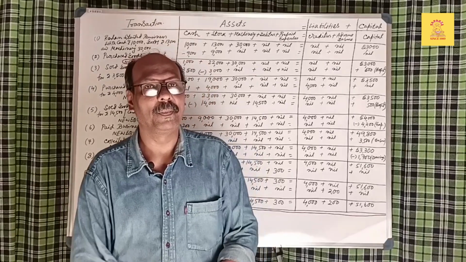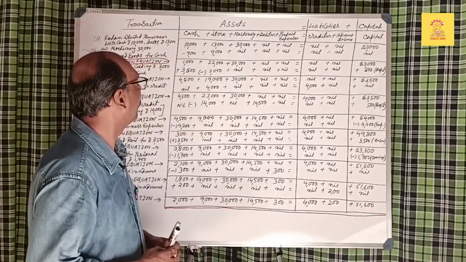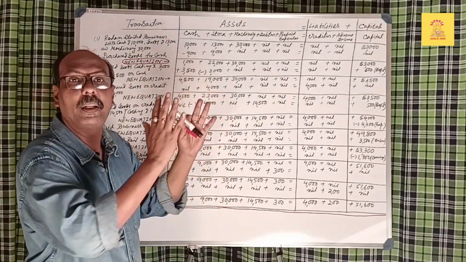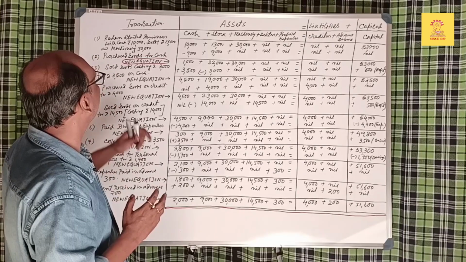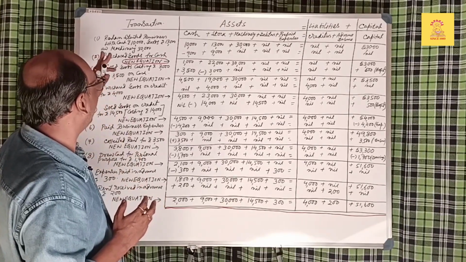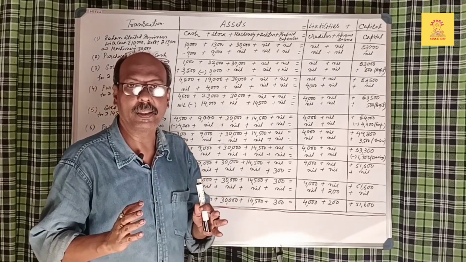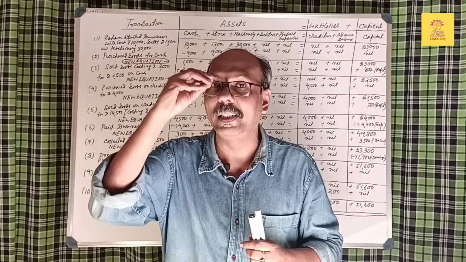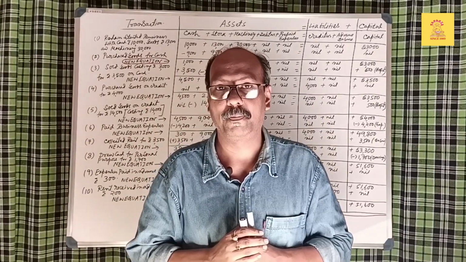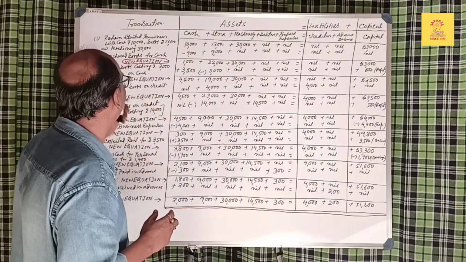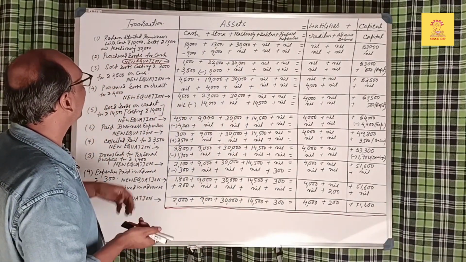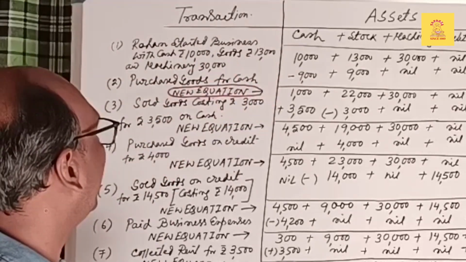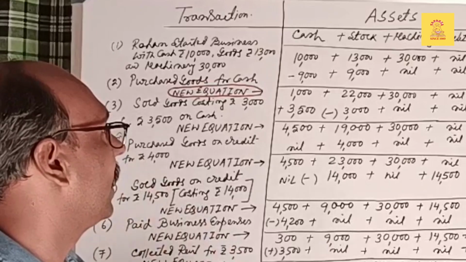In this given problem, I have shown a few transactions and how to frame them under the accounting equation. So, the first transaction. Here the main part is to identify the accounts involved in each and every transaction. Like the first transaction: Rohan started business with cash rupees 10,000, goods rupees 13,000 and machinery rupees 30,000.